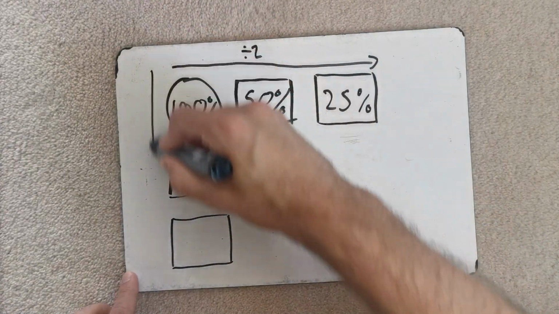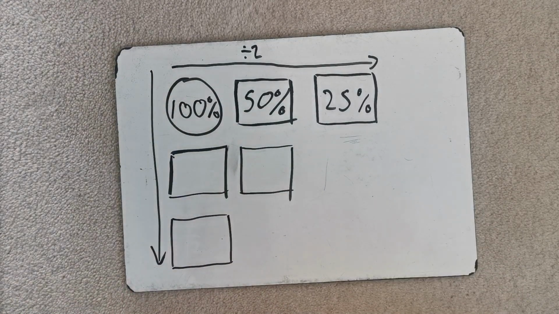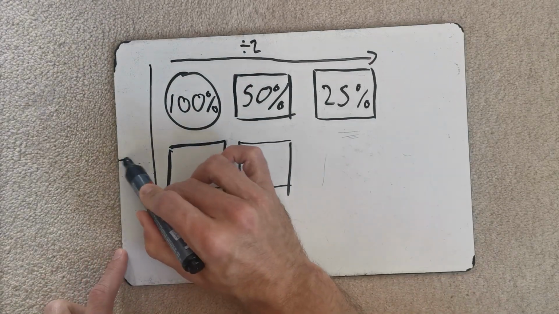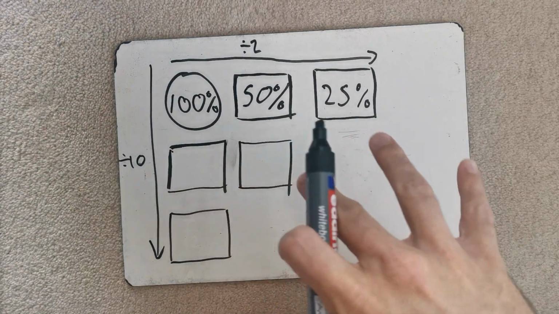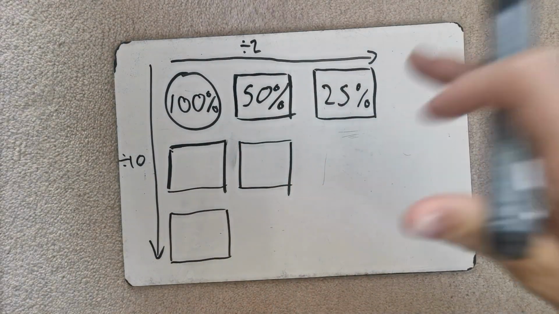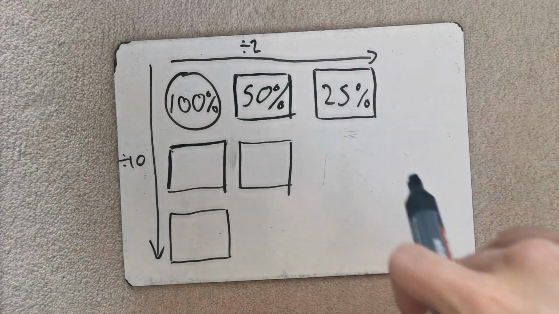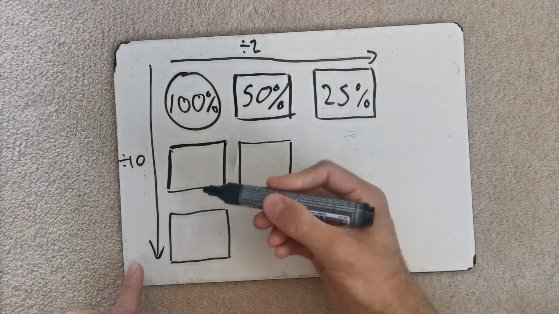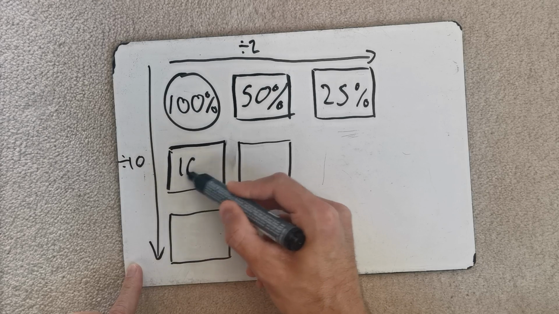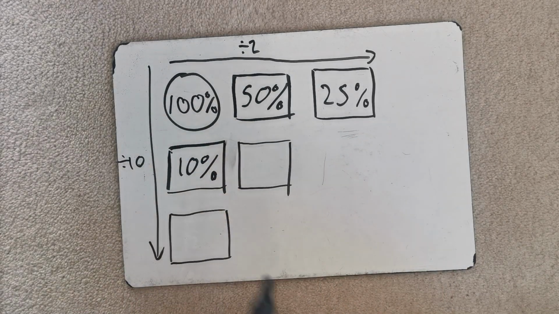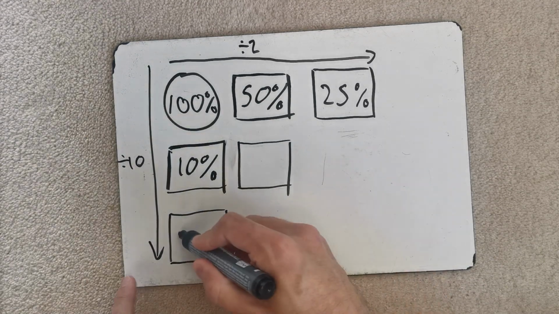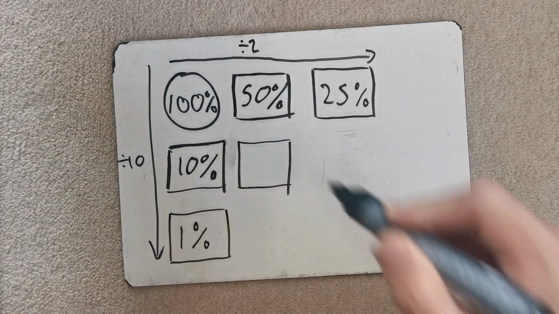Now if we go this direction, what's going to happen? In this way, we're going to divide by 10. This is just a diagram, not something you have to draw out every time. I think it just helps to remember things. So divide by 10 once, 100% divided by 10, you get 10%. That's one they're going to use probably the most. Then divided by 10 again, you get 1%.